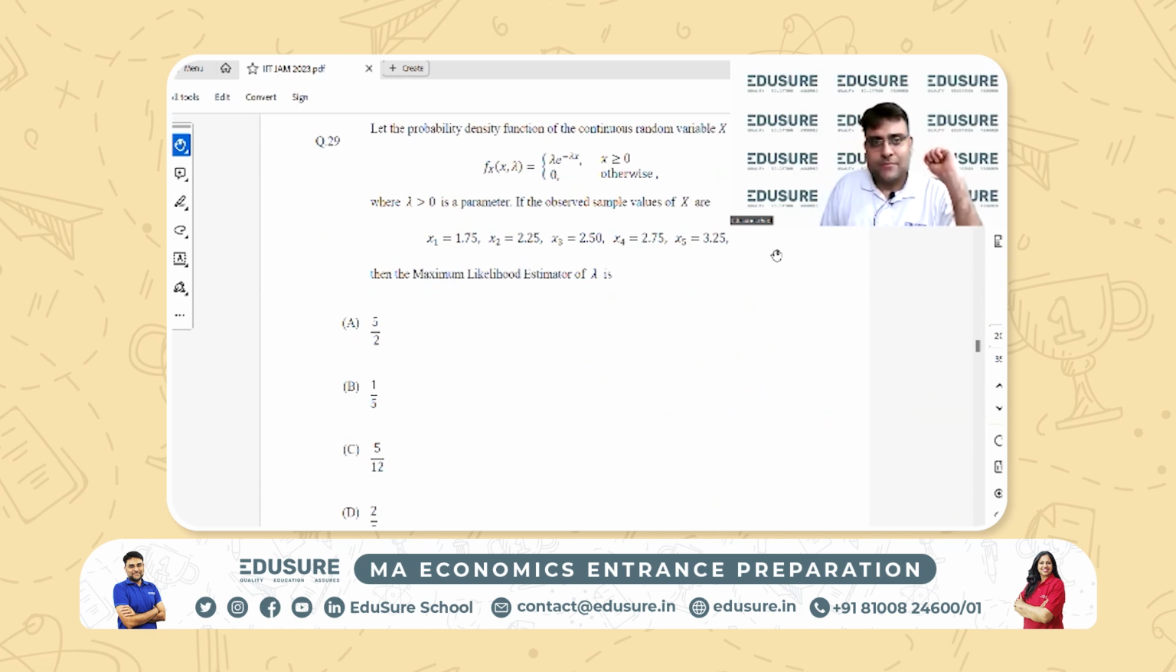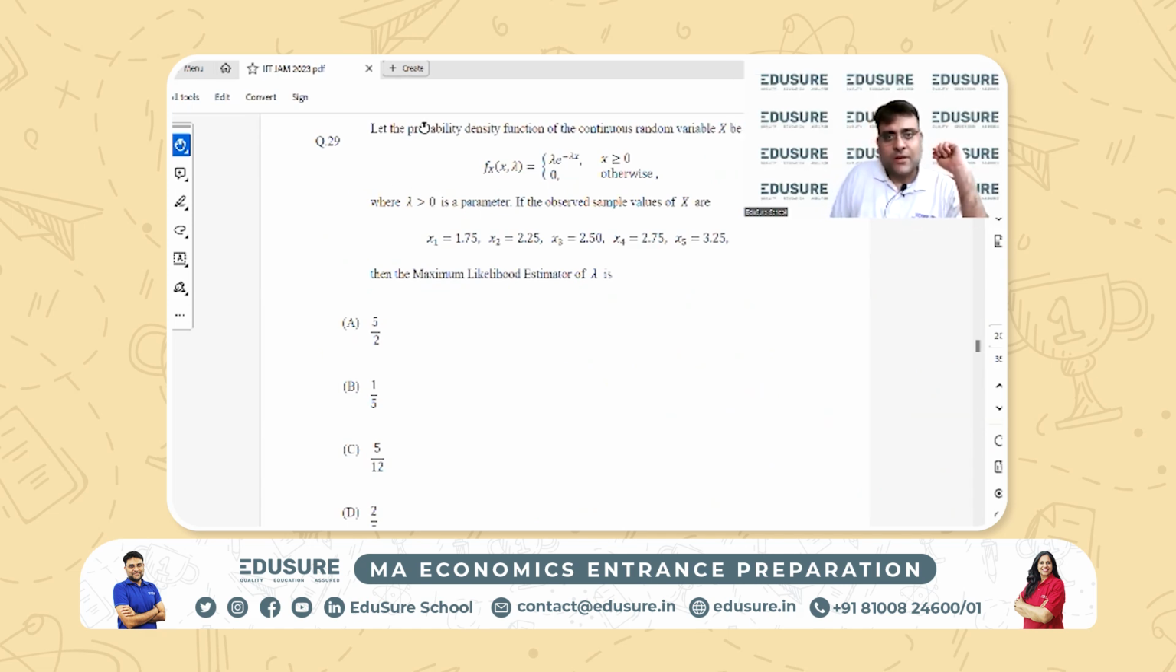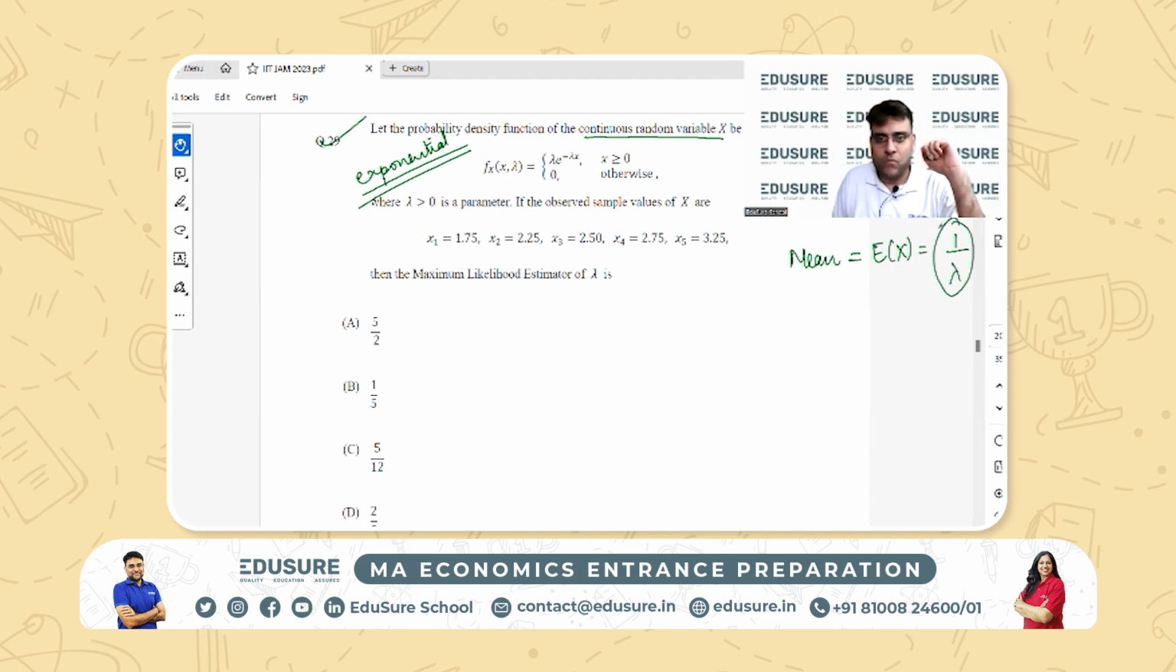IIT JAM 2023, question number 29. Let the probability density function of the continuous random variable x be this. So this is an exponential distribution. I already know what is the mean of an exponential distribution. The mean of an exponential distribution is 1 by lambda. Okay, the mean is 1 by lambda.